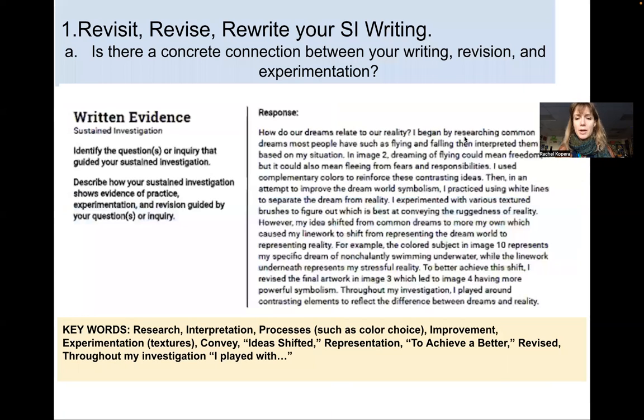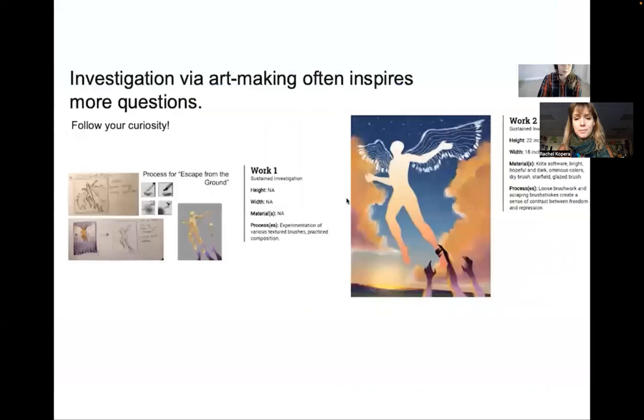How do you score higher? Well, what you need to do is have keywords in your written evidence, such as research, interpretation, process improvement, experimentation, ideas shifted, representation, to achieve a better, revised, and then I played with. These are words that we're currently not seeing in written evidence. If you have these words in your written evidence, you can score higher.